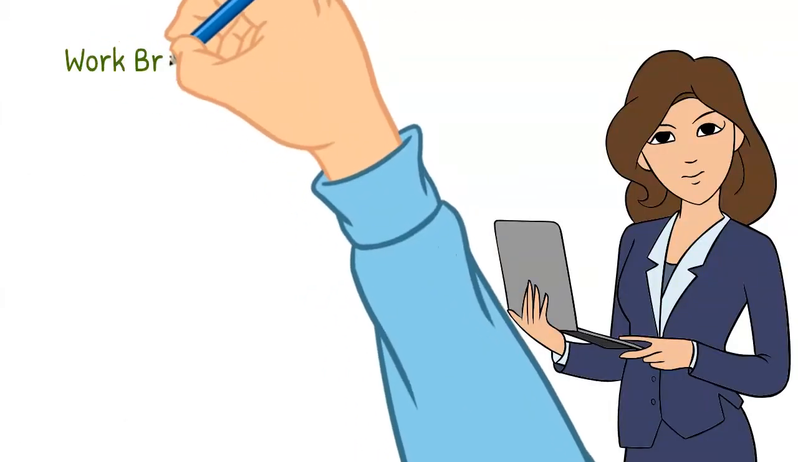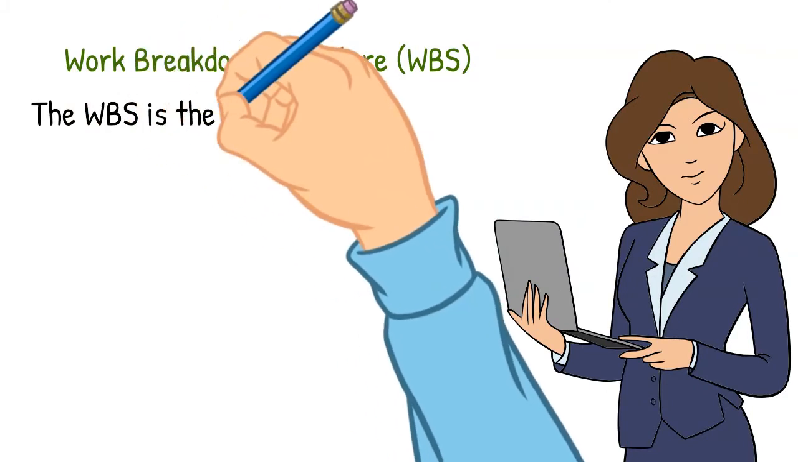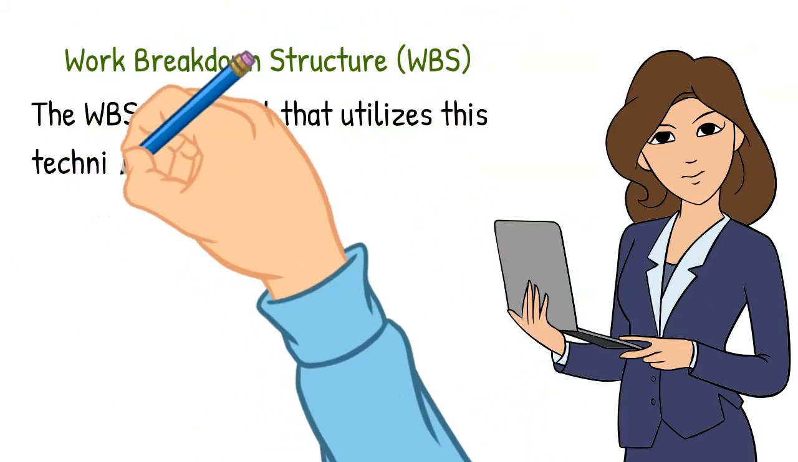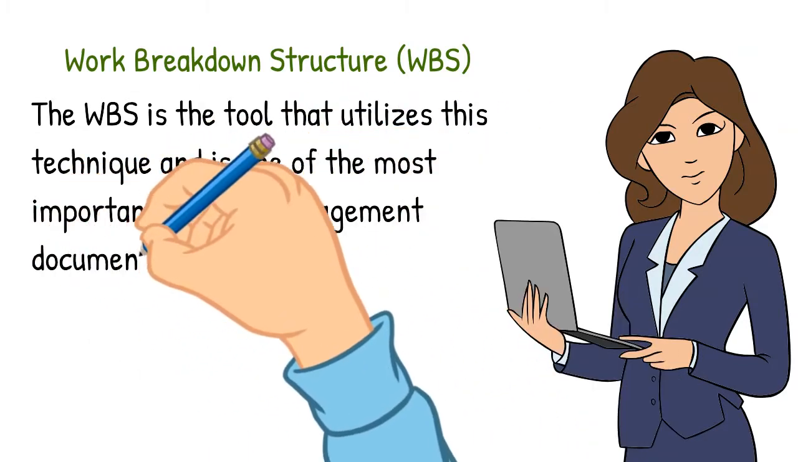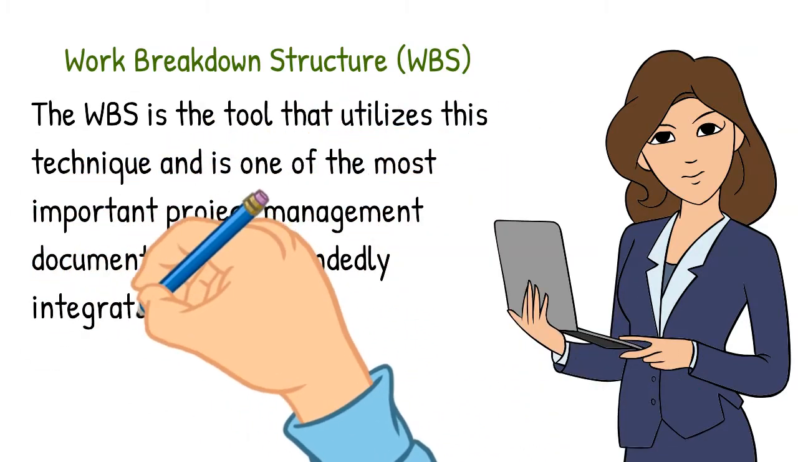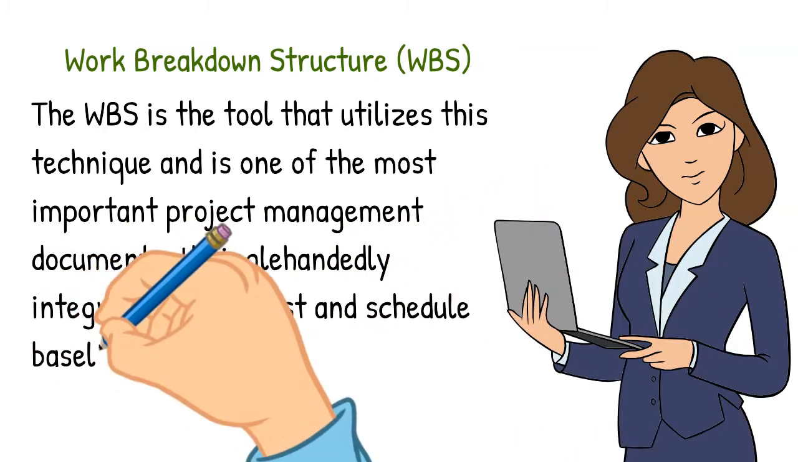The work breakdown structure, WBS, is the tool that utilizes this technique and is one of the most important project management documents. It single-handedly integrates scope, cost, and schedule baselines, ensuring that project plans are in alignment.